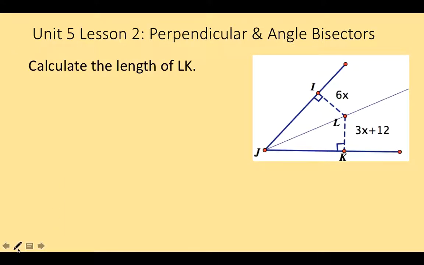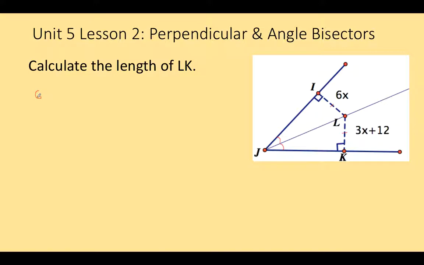All right, moving on. Another kind of classic example here. Calculate the length of LK. That would be this one right here. Well, I forgot to put the marks on here, but this is the angle bisector. It cuts this in half. These are also perpendicular. Those are the two things that we have to have for the angle bisector theorem, which says this is going to be congruent to that.